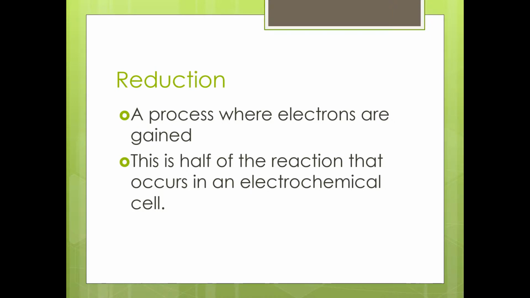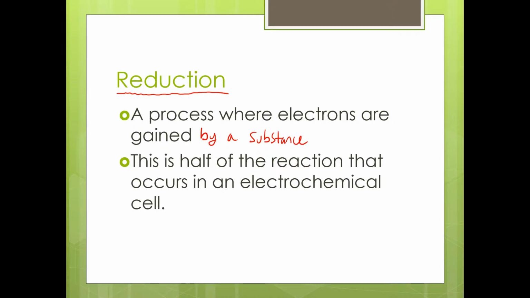This is half of the reaction that occurs in an electrochemical cell. Electrons are lost by one substance, and another substance gains them. The substance that gains undergoes what's known as a reduction reaction. So these electrons are gained by a substance.